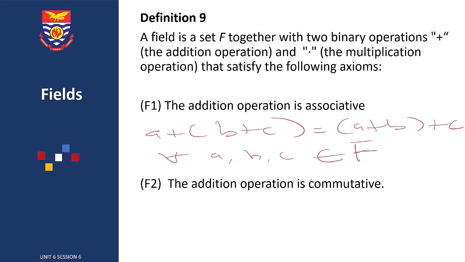We can also talk about commutativity. A plus B is equal to B plus A, and here we are talking about addition. If we talk about the multiplication section, I will say A dot B equals B dot A, and that is for all A and B being members of F.